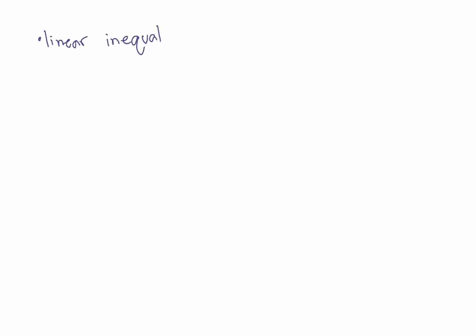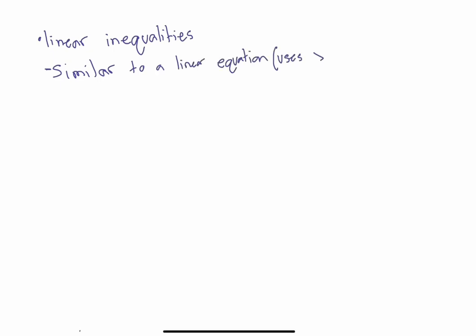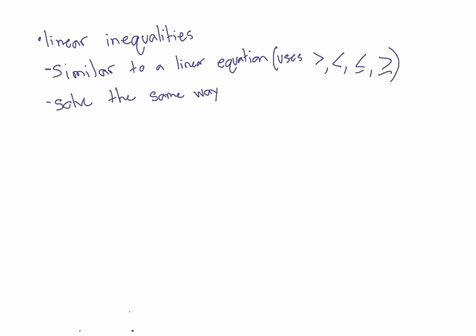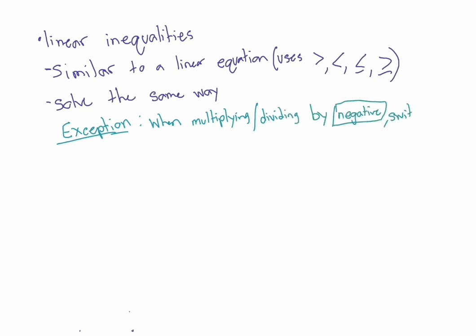A linear inequality is very similar to a linear equation, but instead of an equal sign, it uses either a greater than, less than, greater than or equal to, or less than or equal to sign. To solve linear inequalities, it's very similar to solving linear equations, but there's one important exception. When you either multiply or divide both sides of the inequality by a negative number, you have to reverse the inequality sign. So if you have a greater than sign, you're going to flip it and make it a less than sign. Let's look at an example.